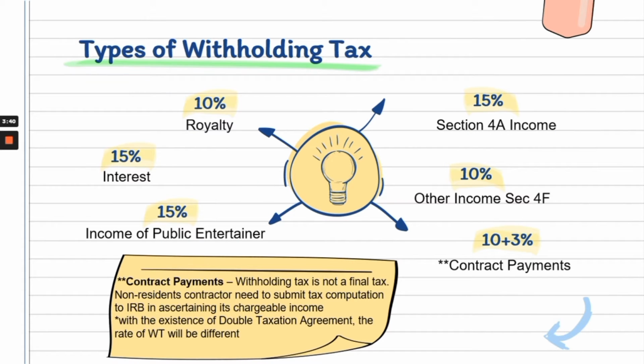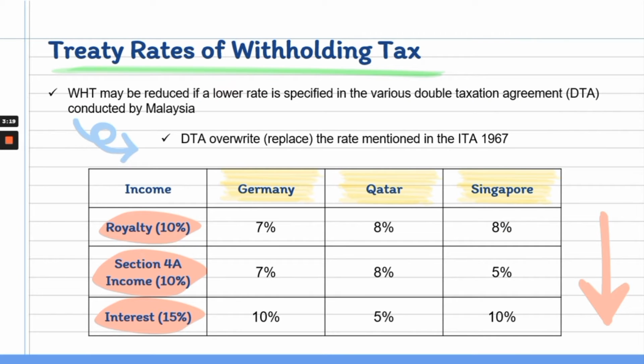So what are the types of withholding tax? Every income will be subject to different rates as stated here. Only for the contract payments, withholding tax is not a final tax. Non-resident contractors need to submit a tax computation to IRB in ascertaining their chargeable income. With the existence of a double taxation agreement, DTA, the rate of withholding tax will be different. So, withholding tax will be reduced if a lower rate is specified in the various DTAs conducted by Malaysia. DTA will replace the rate mentioned earlier.